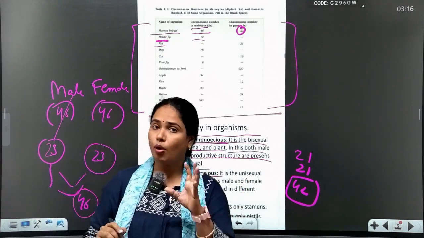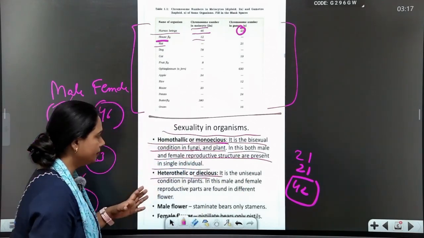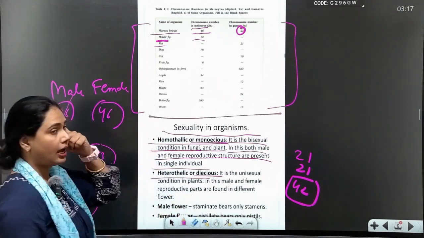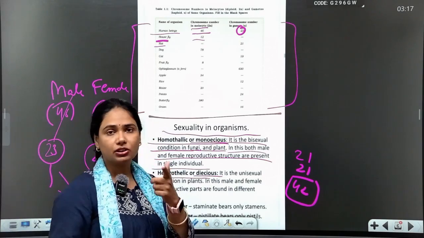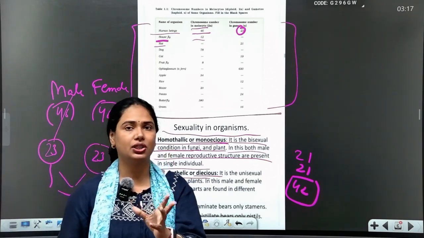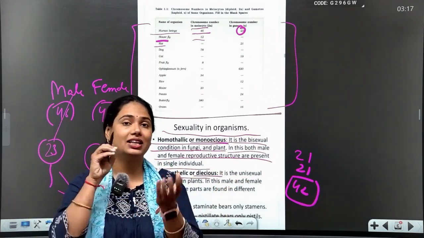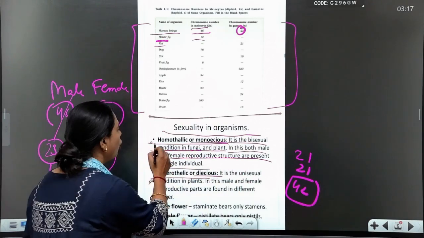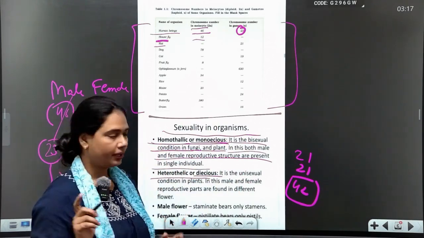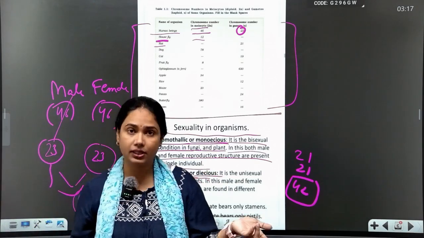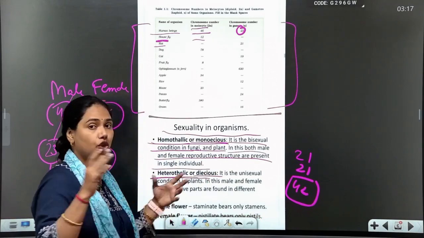Yes, homothallic means when both male and female. I already said that in a bisexual or hermaphrodite condition, when both male and female reproductive organs are present in the same organism, that is called homothallic. Okay? And heterothallic means found in different organisms, like humans.